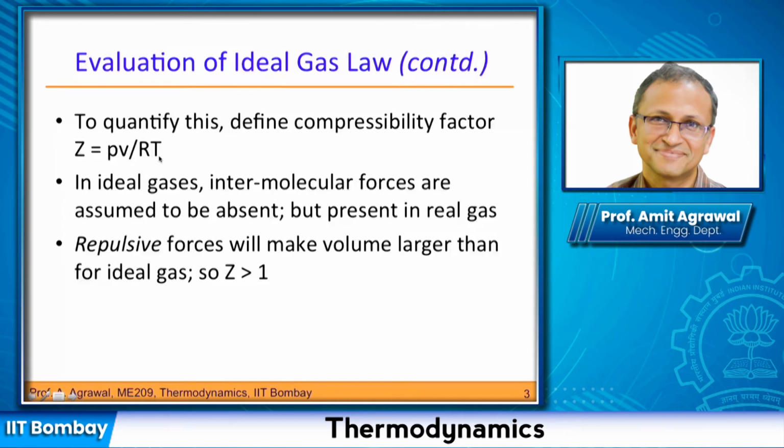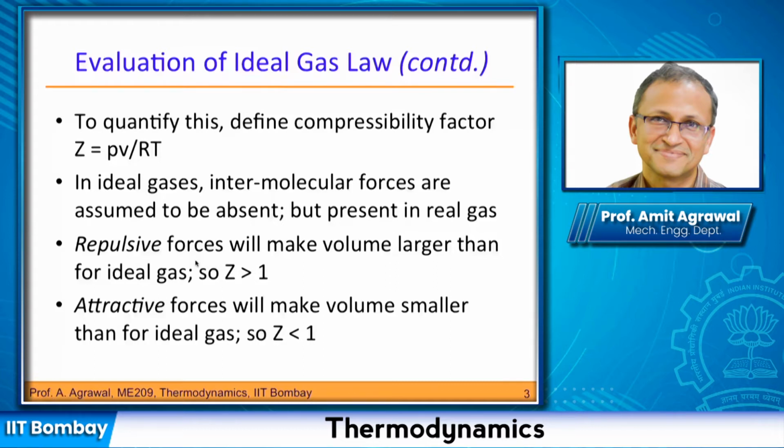So V is now the actual volume divided by the ideal gas volume. I should have written this equation, I'm realizing this now. So we could have written it as V actual divided by V ideal gas law. And if the actual volume has become more than the ideal gas law volume, then of course Z becomes greater than 1, and this corresponds to repulsive forces between the molecules.